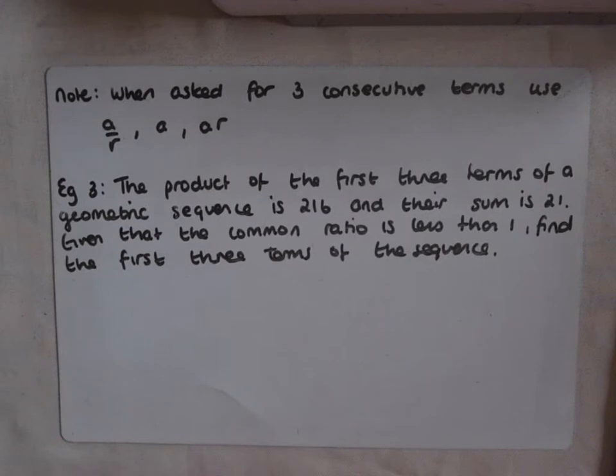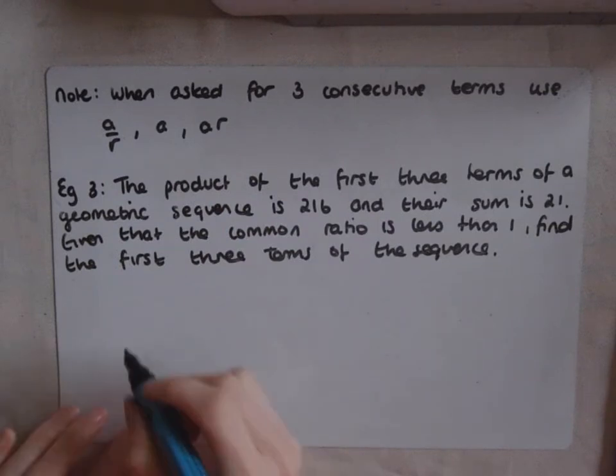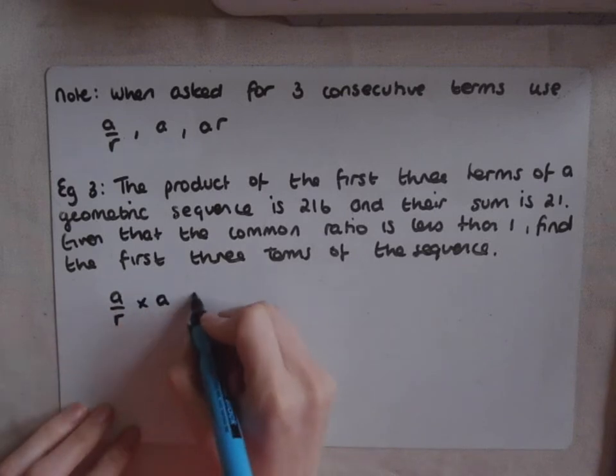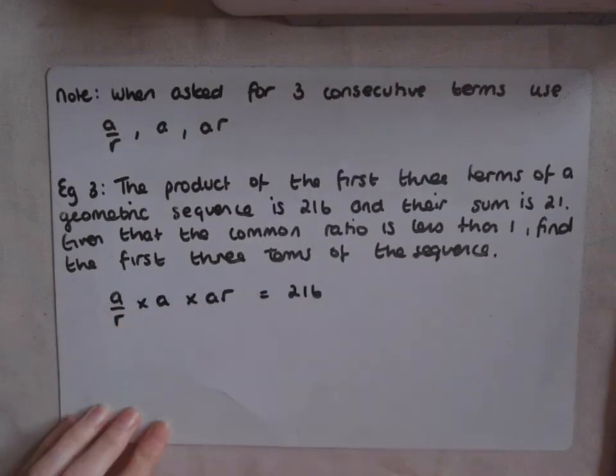The product of the first 3 terms of a geometric sequence is 216 and their sum is 21. Given that r is less than 1, find the first 3 terms of the sequence. Okay, so this is the scenario where we'd use these 3 as our first 3 terms, okay? So they're telling me the product of them is 216. So that's A over r by A by A r is 216.